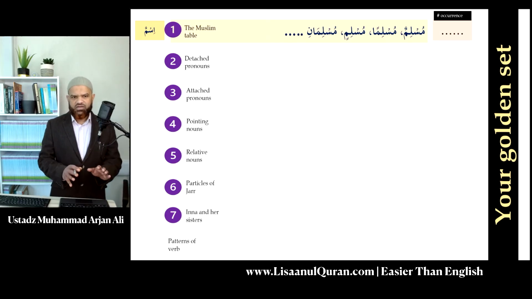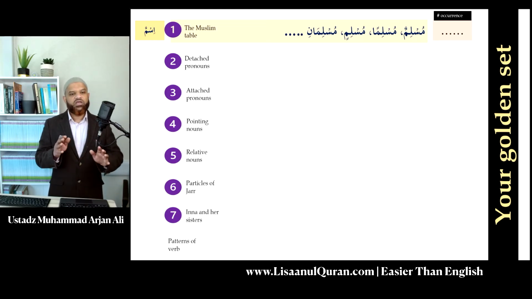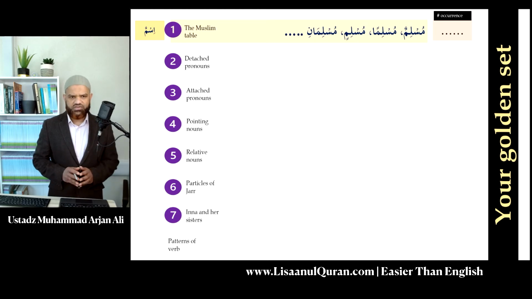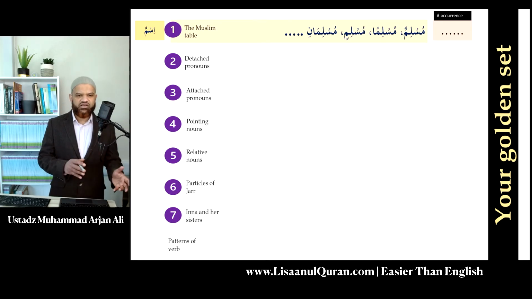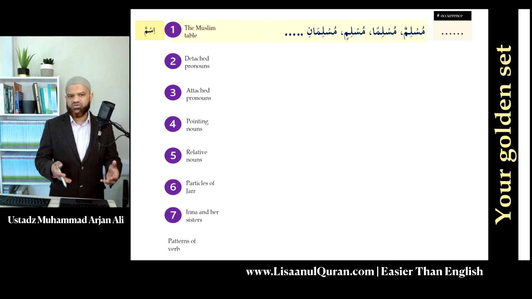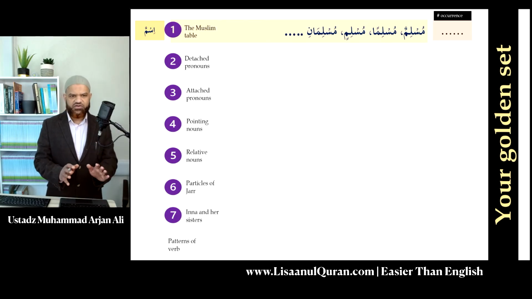If you learn how to form the Muslim table, which is 18 words, and if you double it, you get 36 with the definite version, you'll be able to recognize thousands of words in Arabic which conform to this pattern, and immediately you'll be able to tell me whether it is singular, dual, plural, masculine, feminine, whether it's definite or indefinite, whether it has the status of rafa, nasab, or jar. Lots of information just from the pattern. And inshallah, by lesson number 5, I'm confident you'll get there.